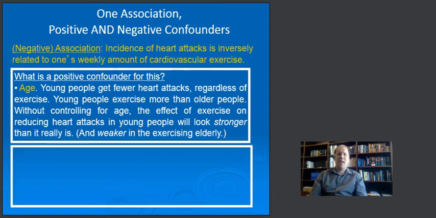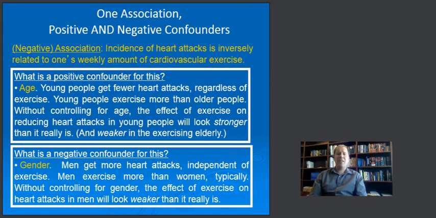And there's also a potential negative confounder here. What's that? Can you think of one? How about gender? Men tend to get more heart attacks than women, regardless of how much they exercise. And men tend to exercise more than women. So if you don't control for gender in this study, the effect of exercise on heart attacks in men will actually look weaker than it really is. Wow. Subtlety comes in here, and these confounders can add up quickly. We've only given a few examples, but many more could exist and be lurking.